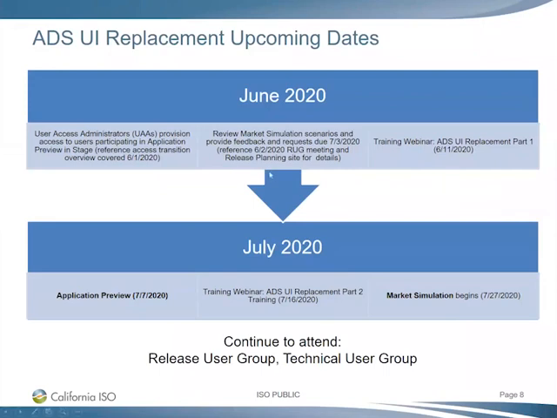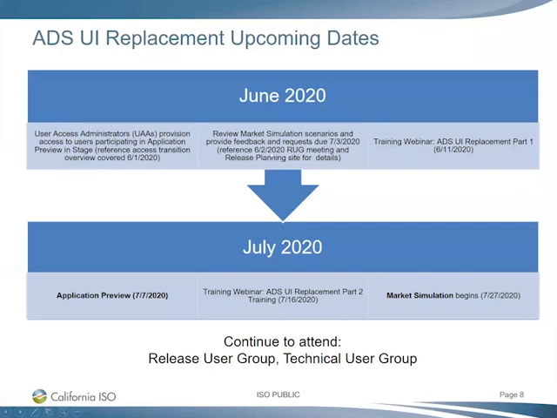Another thing you should be doing is reviewing the market simulation scenarios and providing any feedback and requests. The requests are due July 3rd. There's certain structured scenarios which are going to require some more specific information to generate those scenarios. So you'll need to review those scenarios and submit your requests by July 3rd.